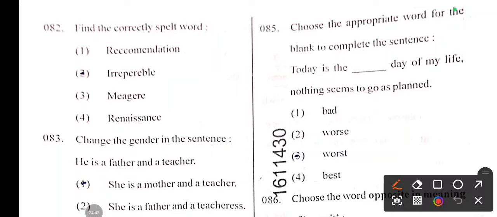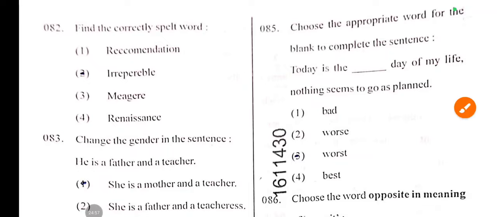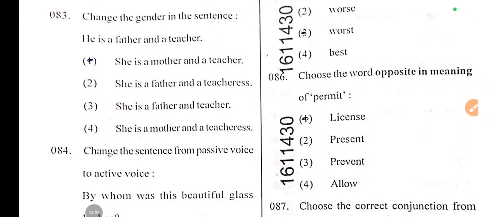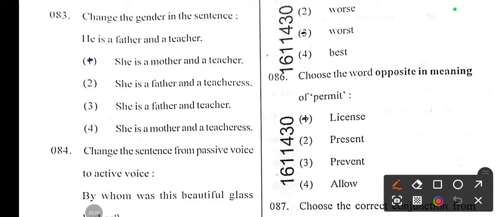82. Find the correctly spelled word. The answer, option 4, Renaissance. 83. Change the gender in the sentence. He is a father and a teacher. Answer, option 1. She is a mother and a teacher.